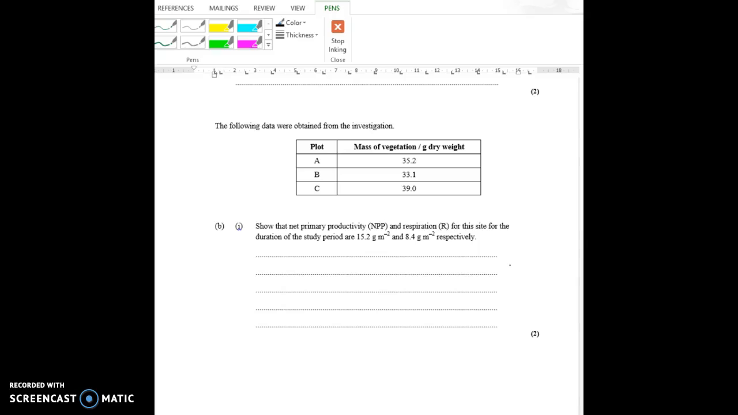Okay, so for this part of the investigation, you have plot A, which is the amount of vegetation removed at first. So this is the starting biomass, and plot C is the ending biomass. And plot B is the one that has been covered, so it has not been photosynthesizing at all. So the difference between the start and the end is 39 minus 35.2. That's how much it grew in the week that they left it. So how much it grew, that's your net primary productivity.